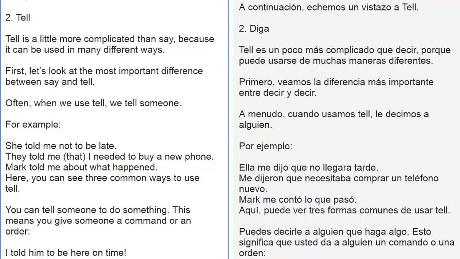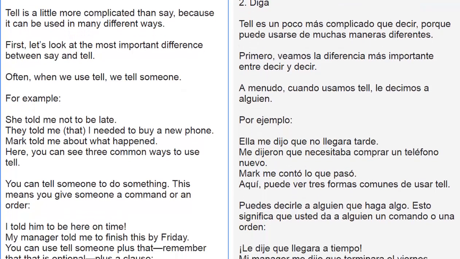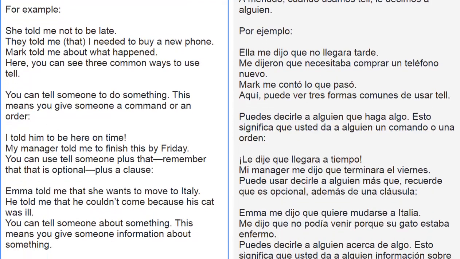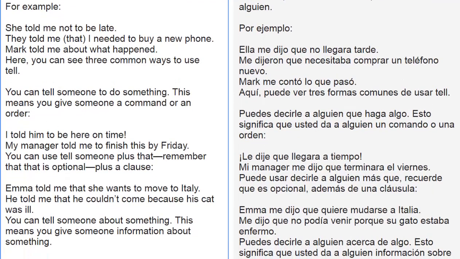Tell is a little more complicated than say because it can be used in many different ways. First, let's look at the most important difference between say and tell. Often, when we use tell, we tell someone. For example, she told me not to be late. They told me that I needed to buy a new phone. Mark told me about what happened. Here you can see 3 common ways to use tell.